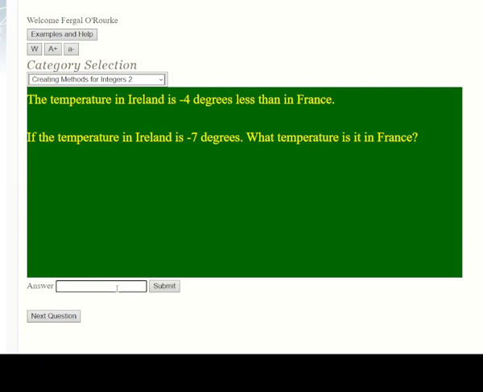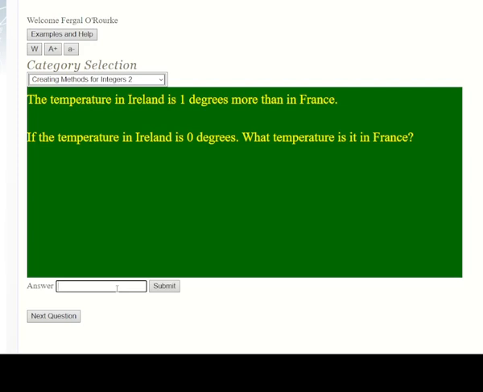Ireland is less than in France, so I have to think again. What temperature is it in France? Well, France is more than Ireland, so I would add on that difference. So it's -7 plus -4, which if you stick that into a calculator, you'll get -11. So the question sounds a little strange, but just think what you're doing, create a formula and put it in.